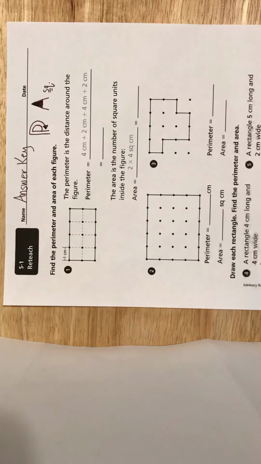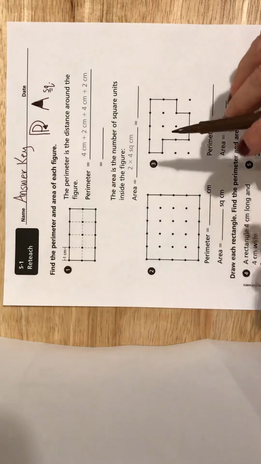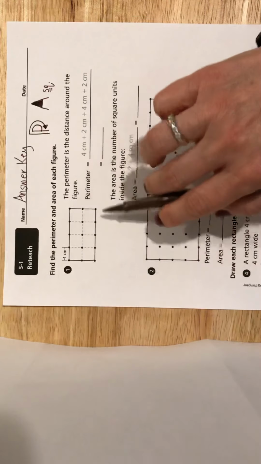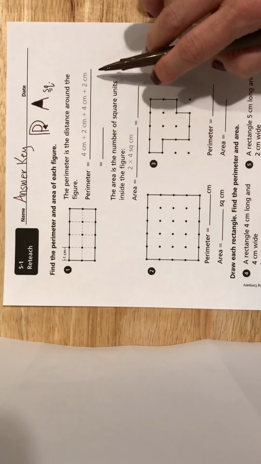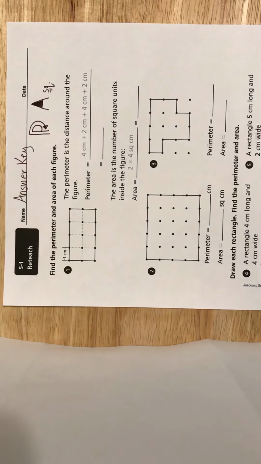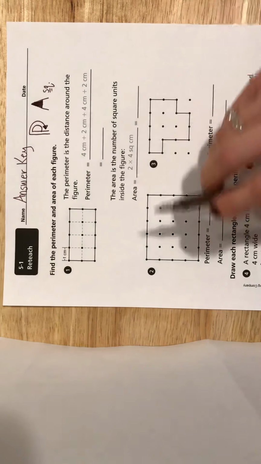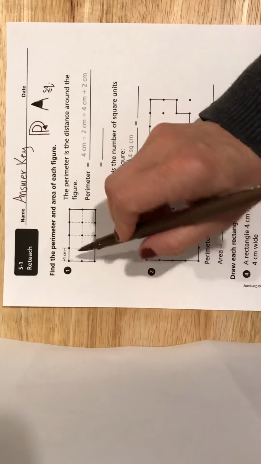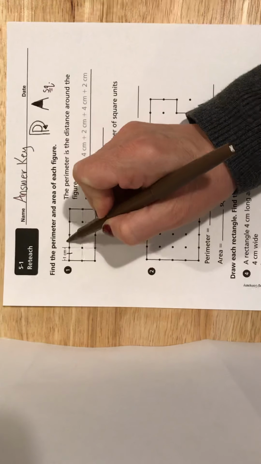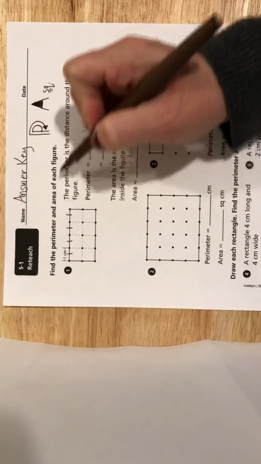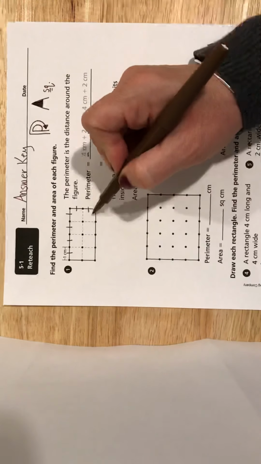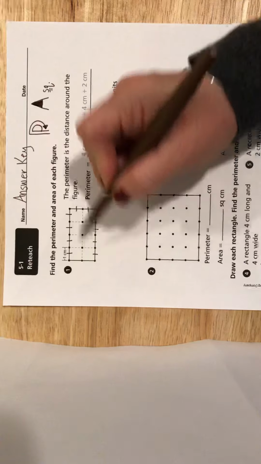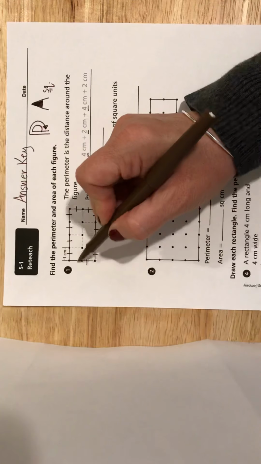Okay, so let's look at the first problem. They've given us a little hint about counting up the spaces around the outside, because I see already a 4 and a 2 and a 4 and a 2 added up in centimeters. So I know that that's the label that we're going to be using for this problem. So let's see where they got that from. If I count across the top, I count 1, 2, 3, 4. So that must be a 4. Then 1, 2, and 1, 2, 3, 4, and 2 more spaces.